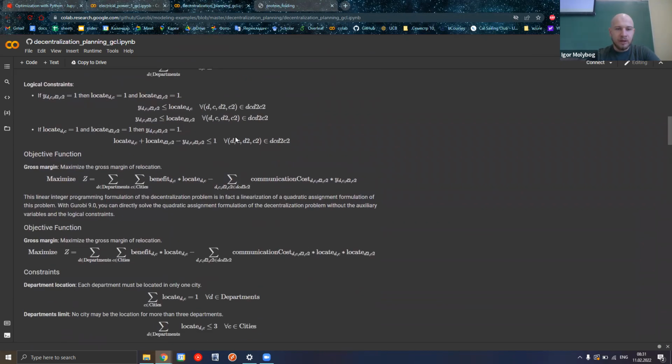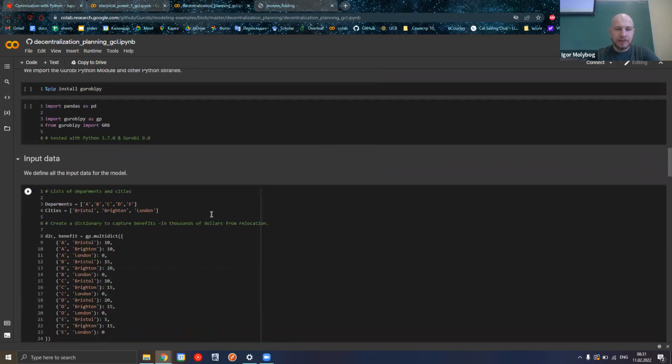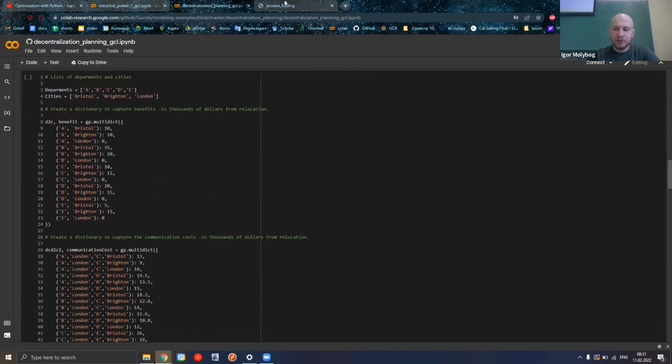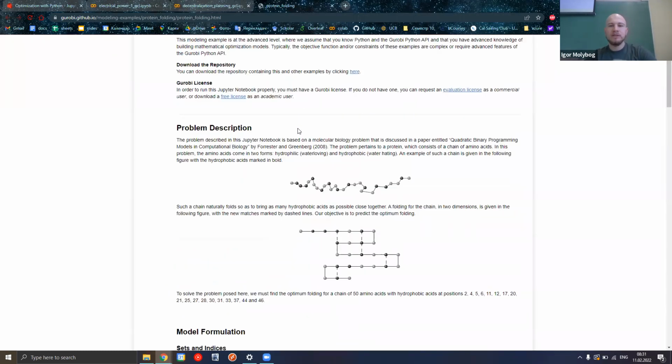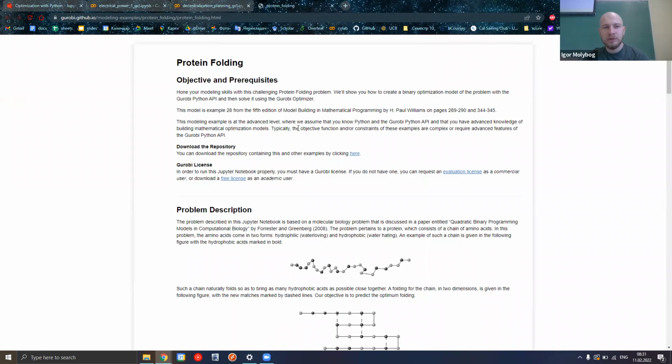There are several other examples. I would like to make sure that I actually cover the protein folding one, because this is an example that you cannot in fact run on your Colab notebook. You need to install a license on your local machine.